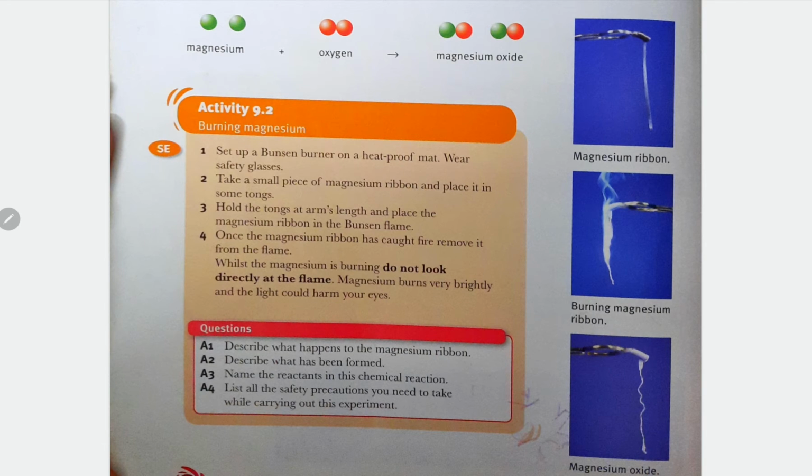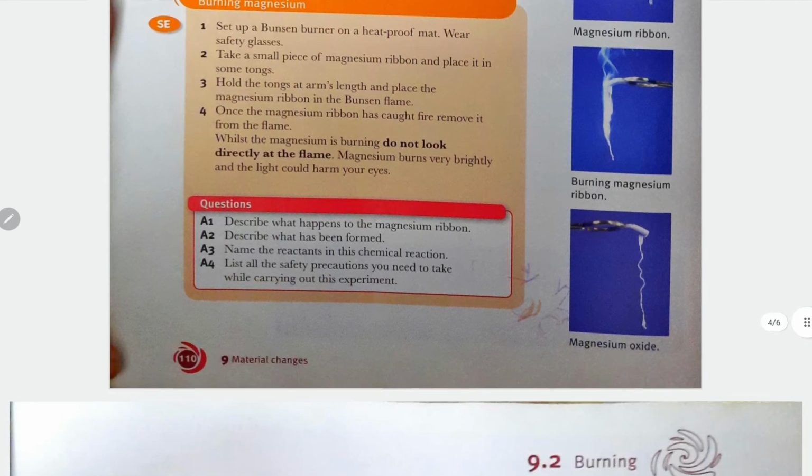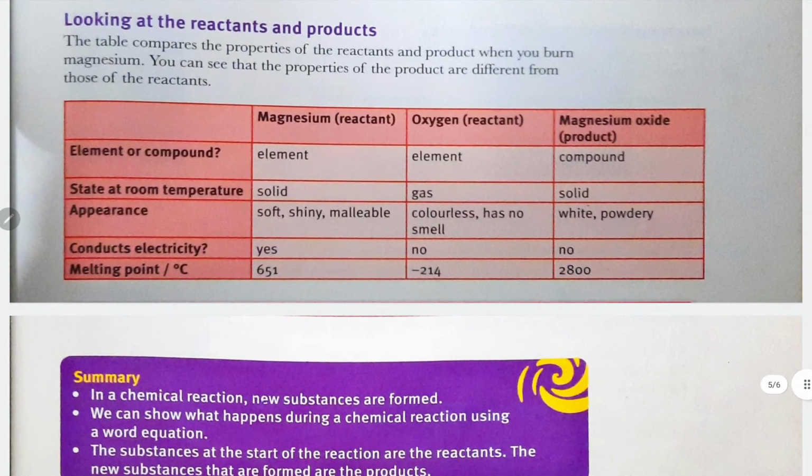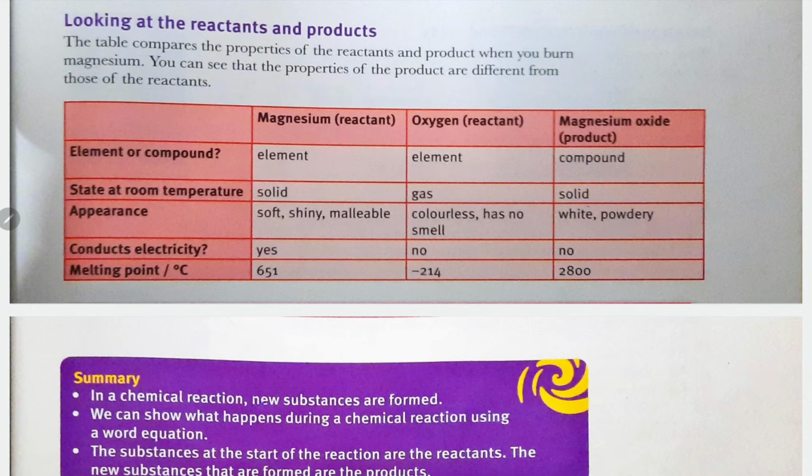So the reaction product we get here is magnesium oxide. So look at the reactants and product. The table compares the properties of the reactants and products when you burn magnesium. You can see that the properties of the product are different from those of the reactants.